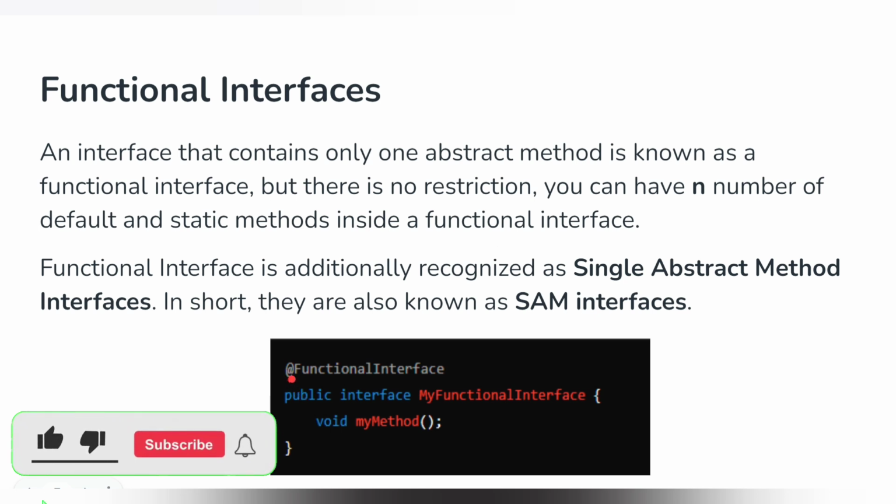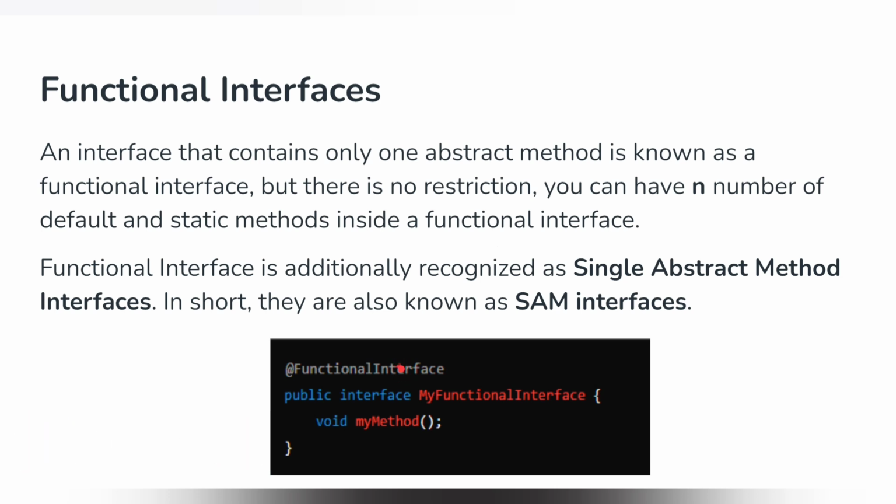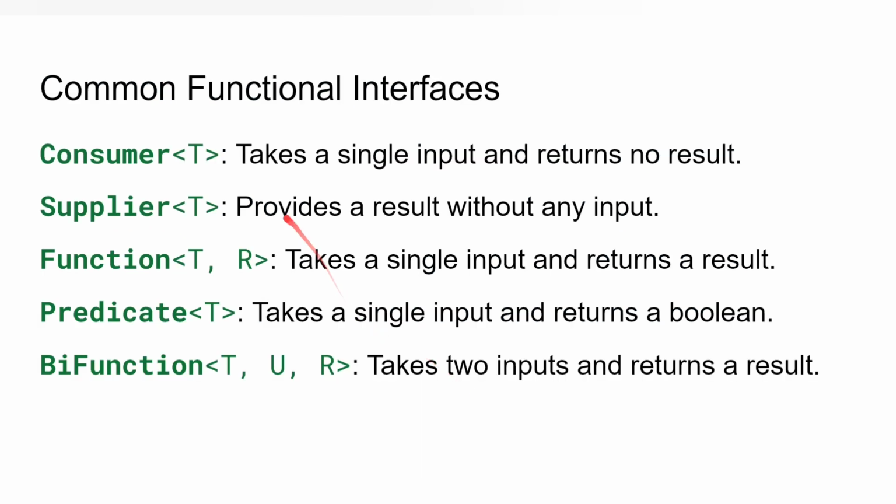We can also make use of the @FunctionalInterface annotation. The @FunctionalInterface annotation is optional. You can make use of it or you can ignore it. But once you make use of it, it will ensure that only one abstract method is provided. If you try to provide another abstract method, it will give you an error. We will see in the practical implementation how to declare a functional interface. Before that, let's understand what the common functional interfaces are.